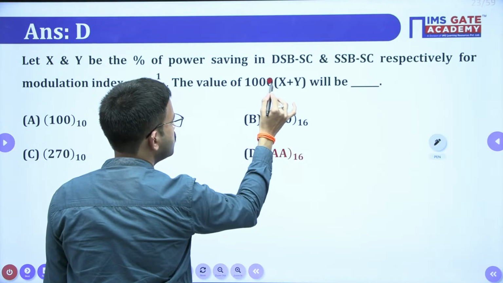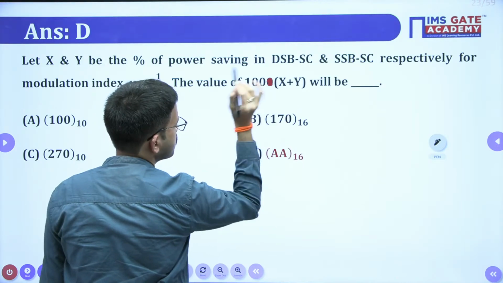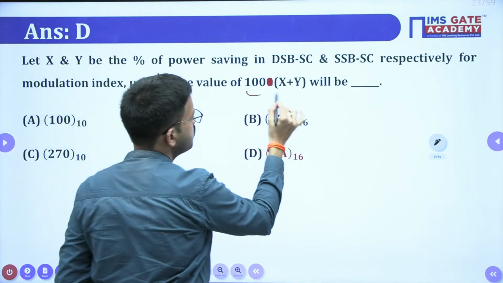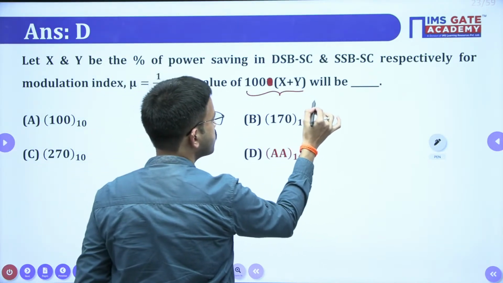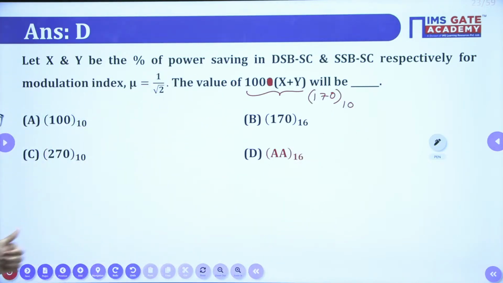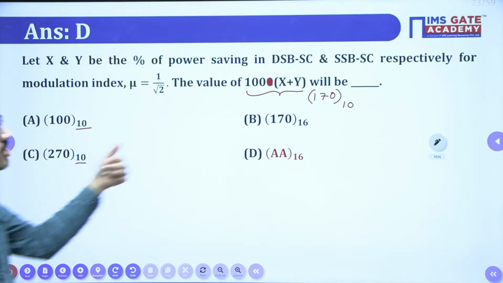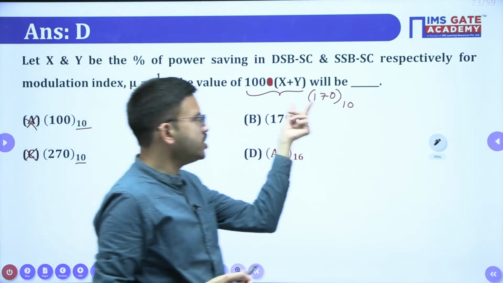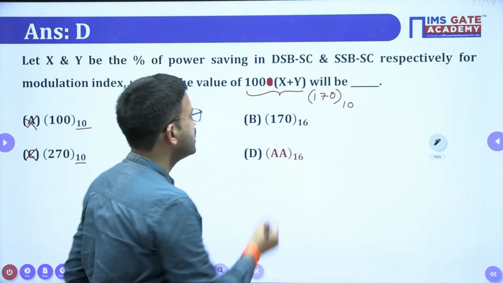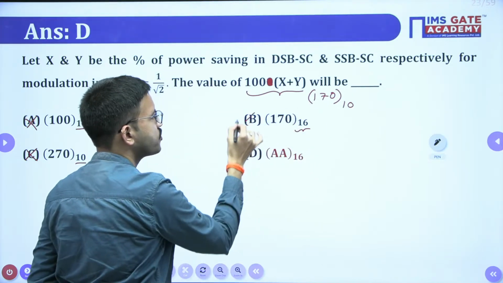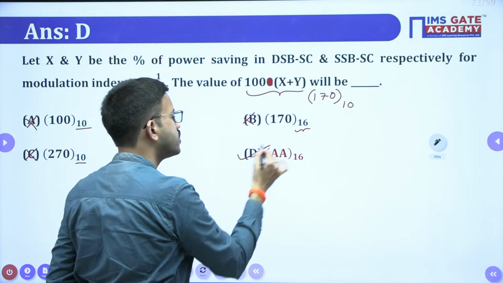So here this value is 100, it's not 1000, sorry. Just observe here. After calculating 100 times x plus y, you got the value as 170. Just by looking at the choices, two choices are decimal, one value is 100 and the other is 270. Both are not equal, so you can eliminate these two. And here you are having 170 as decimal, but they have given 170 as hexadecimal. Obviously these two are not same, so you can eliminate. So obviously the leftover option is option D.